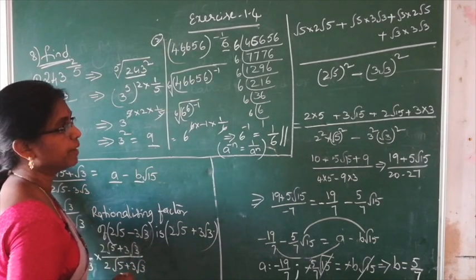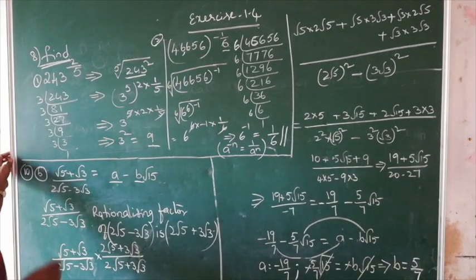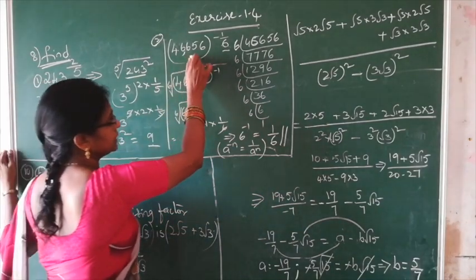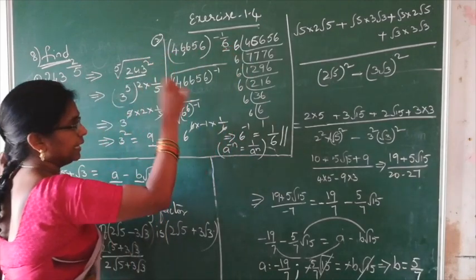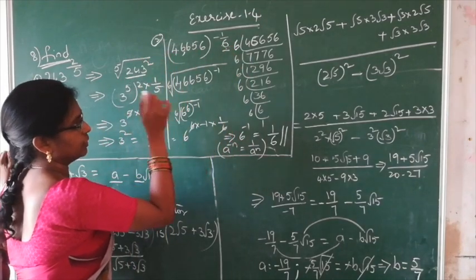Next, 46,656 to the power of minus 1 by 6. We have to change 46,656 into a power of 6. Then we can write 6 to the power of 6.